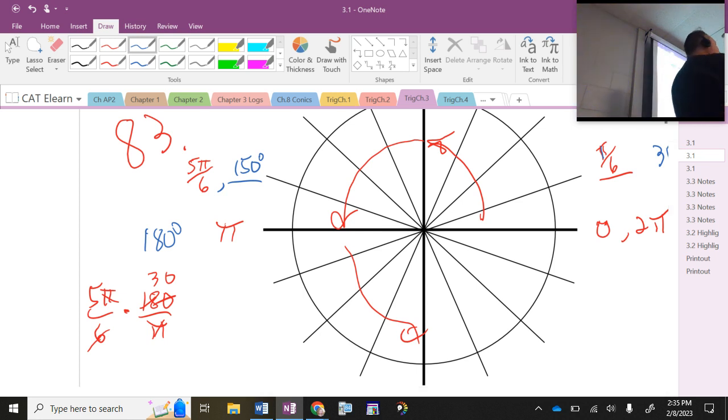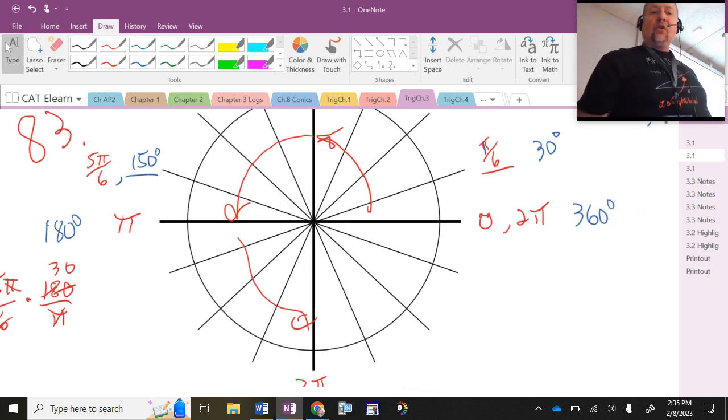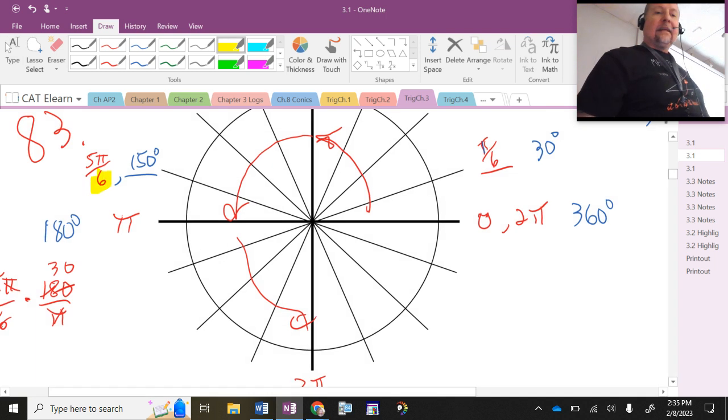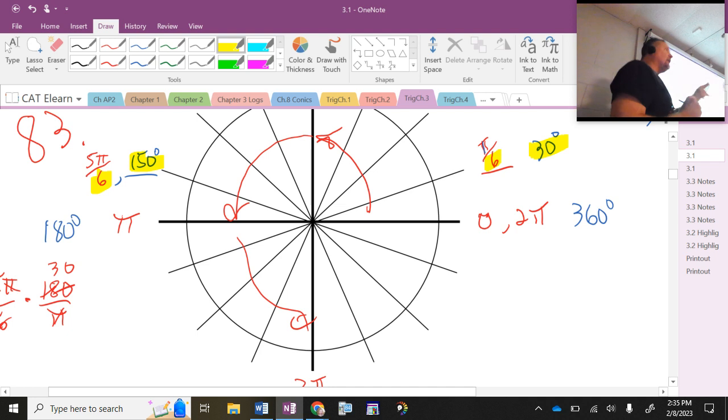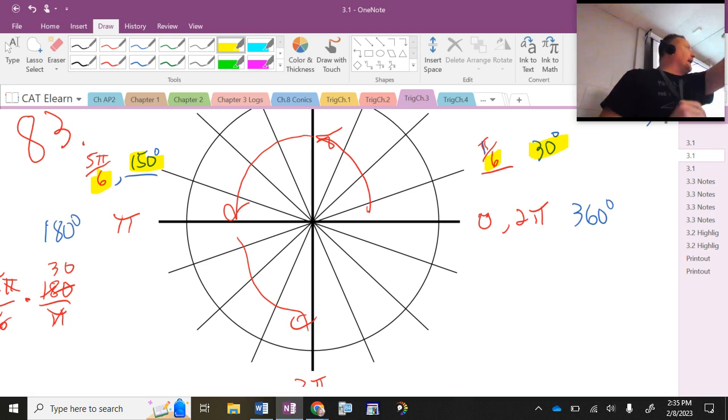A 30, 60, 90. And notice I just did 2 over 6s, and both of them make a 30, 60, 90. This is an always. Always, when you have a radian measure where the denominator is a 6, when it's fully reduced, you will have a 30, 60, 90. You just got to figure out what quadrant you're in.